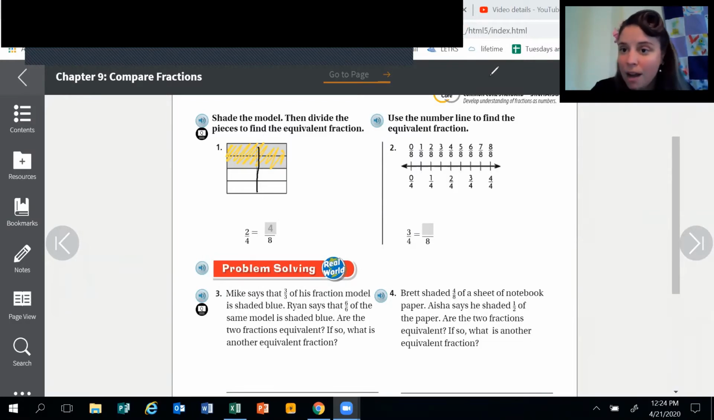Now we're going to do the number line one. It's the same as what we did yesterday. They have the eighths written there for you already and the fourths written there for you already. So what we need to find the equivalent fraction for is 3/4. So you're going to find 3/4 on your number line, circle it, and go straight up. And what is the equivalent fraction for 3/4? Yeah, it is 6/8. Okay, I'm going to do one of the problem solving ones with you, and then the other one you got to do on your own.